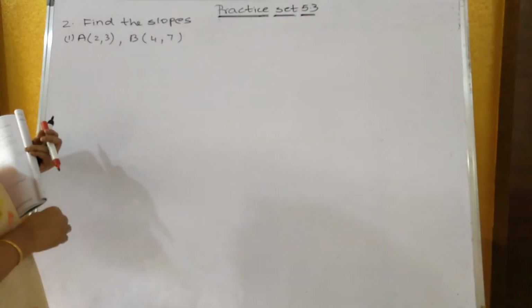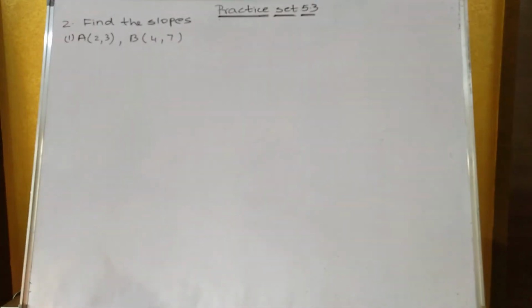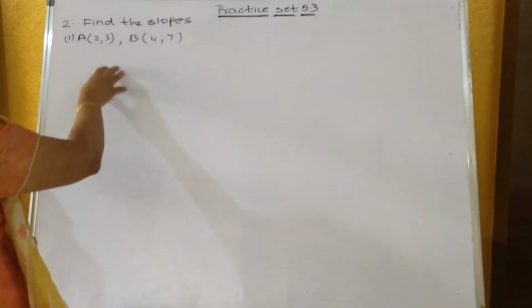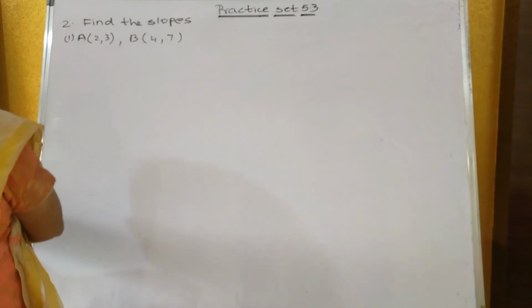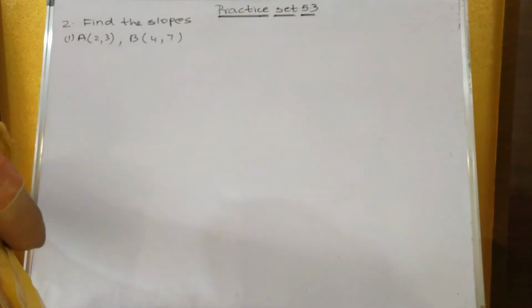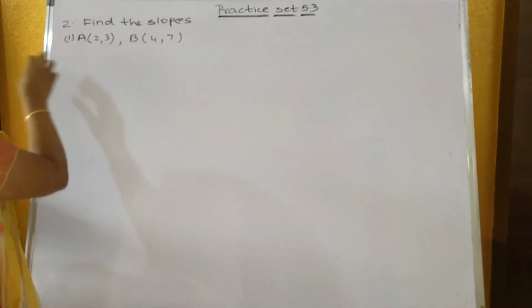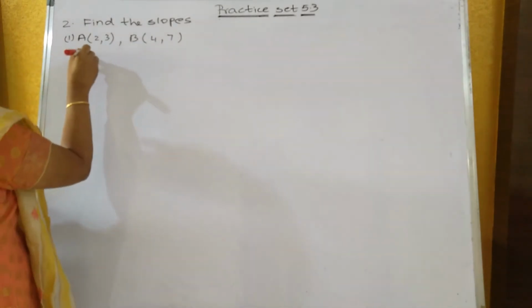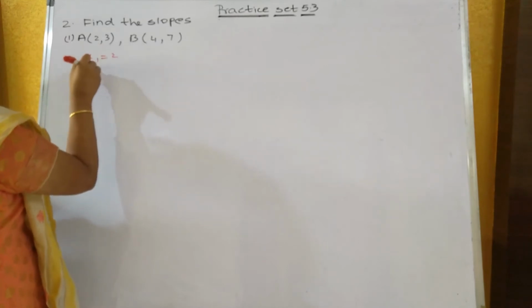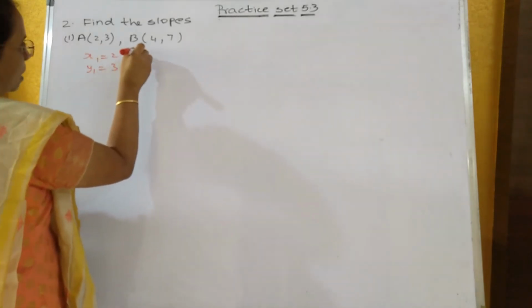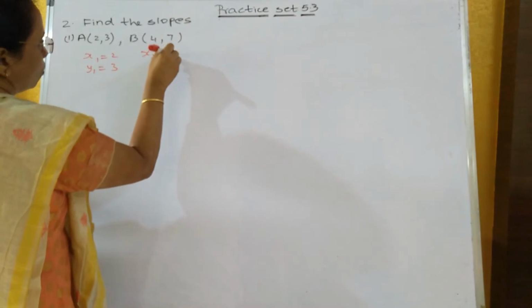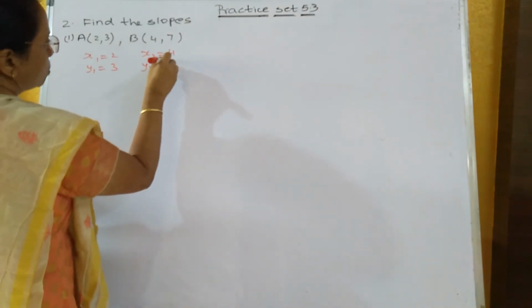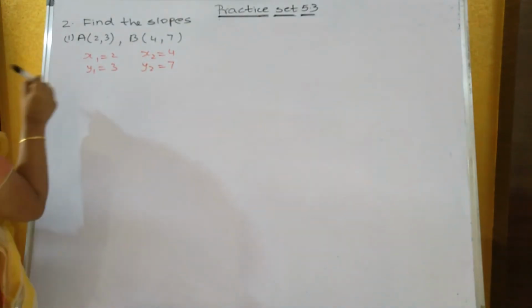Now the second sum of practice set 5.3. Find the slope of the line passing through the given points. The first one: A is (2, 3), B is (4, 7). So x1 is equal to 2, y1 is equal to 3, x2 is equal to 4 and y2 is equal to 7. So slope of line AB is what?